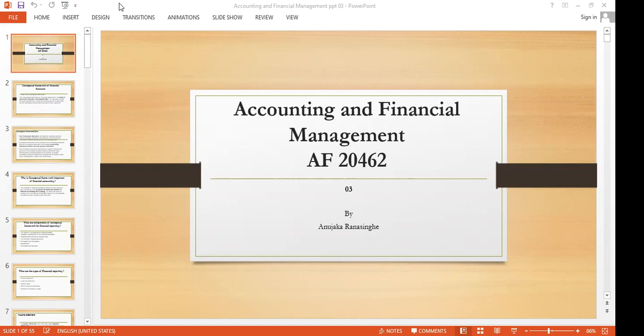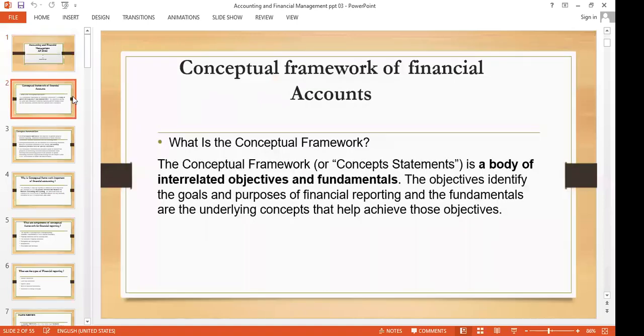Good evening, all of you. Today, we will start another session for another subject given by your module. That is the conceptual framework of financial accounts. What is the conceptual framework? It is the fundamental objectives of financial accounting. What are the rules we are using? What are the objectives we are achieving? What are the details given by the governing bodies for preparing financial statements, financial accounts?